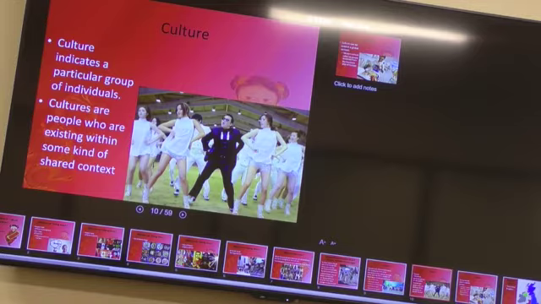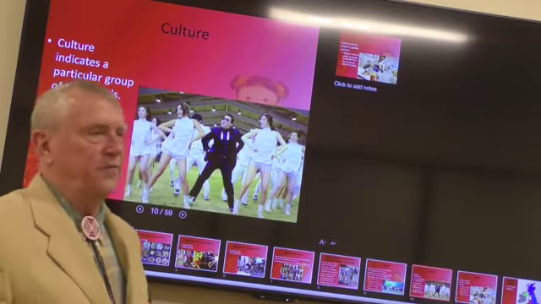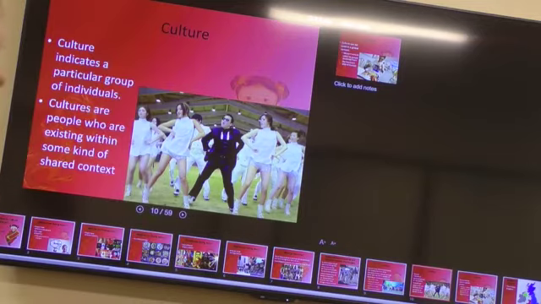Culture indicates a particular group of individuals. In this case, we're talking about the Koreans. Now, why are the Koreans so much different from the Chinese and the Vietnamese and the Cambodians and the Japanese? If you look at a Korean, they look different than the Japanese, Vietnamese, Chinese. You can tell the difference just by looking at their faces. Why are they a totally different cultural group? The Chinese and the Japanese use the same alphabet. They're pictographs. But the Koreans have their own alphabet. Why is that?